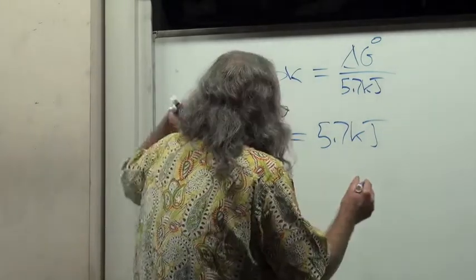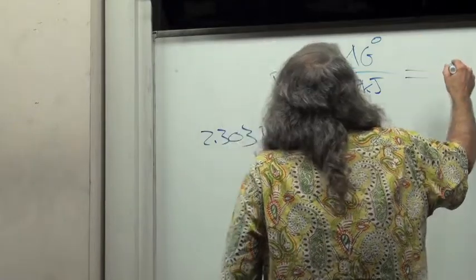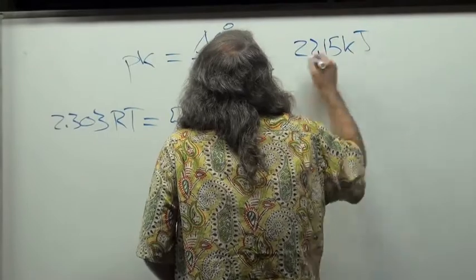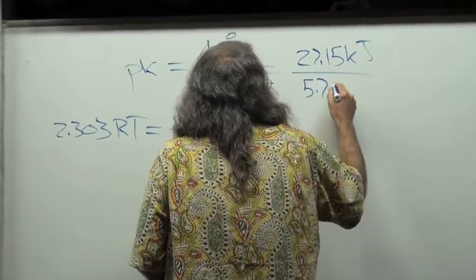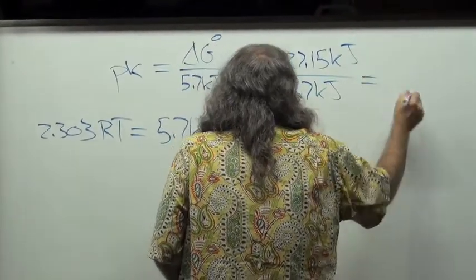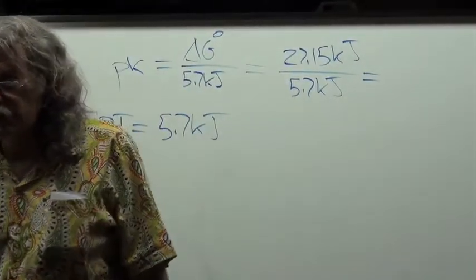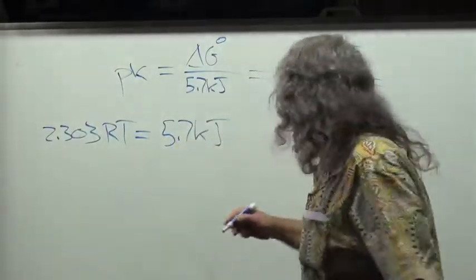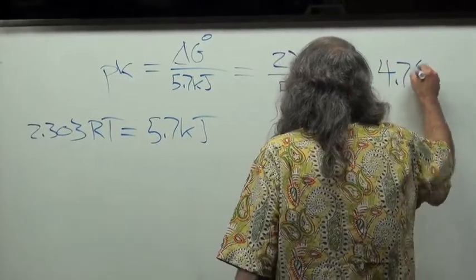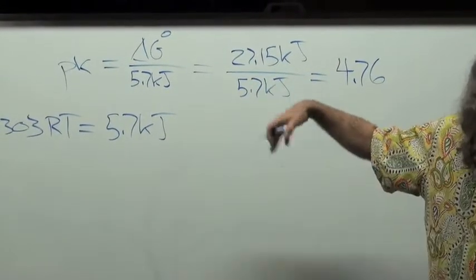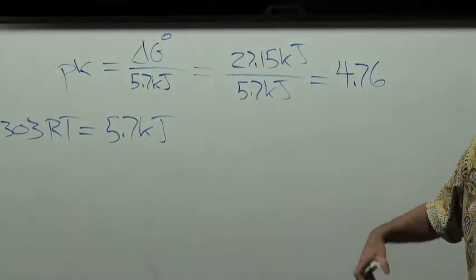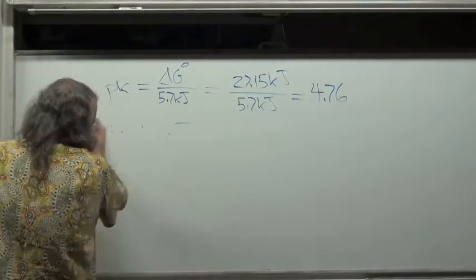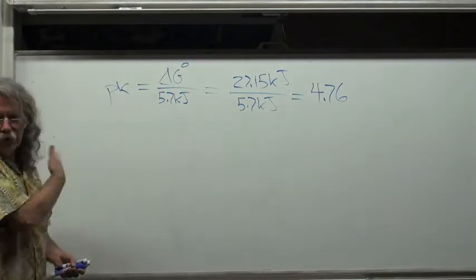And so pK is equal to 27.15 kilojoules divided by 5.7 kilojoules, and pK has to be unitless, it's an exponent, and that turns out to be 4.76, which you work out on a separate piece of scratch paper. Okay? So that part's not going to be a problem. This doesn't go there, but it's on scratch paper.